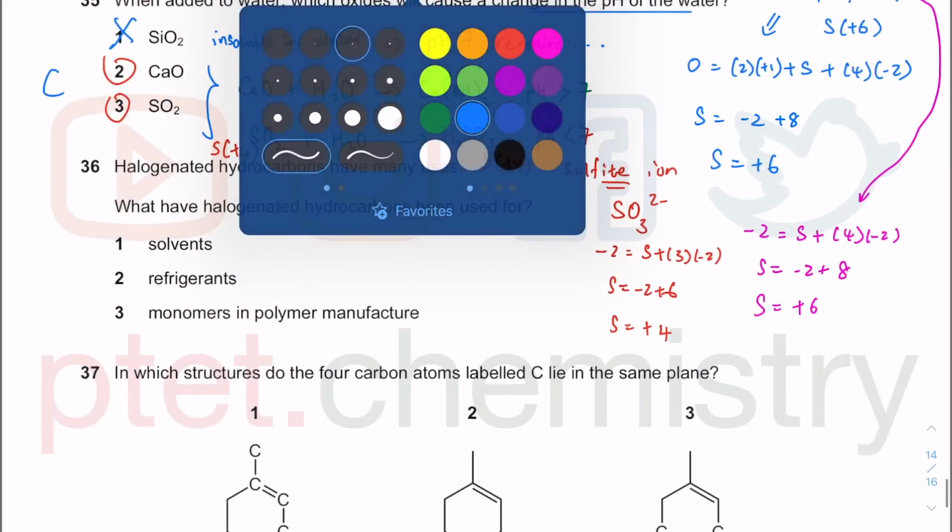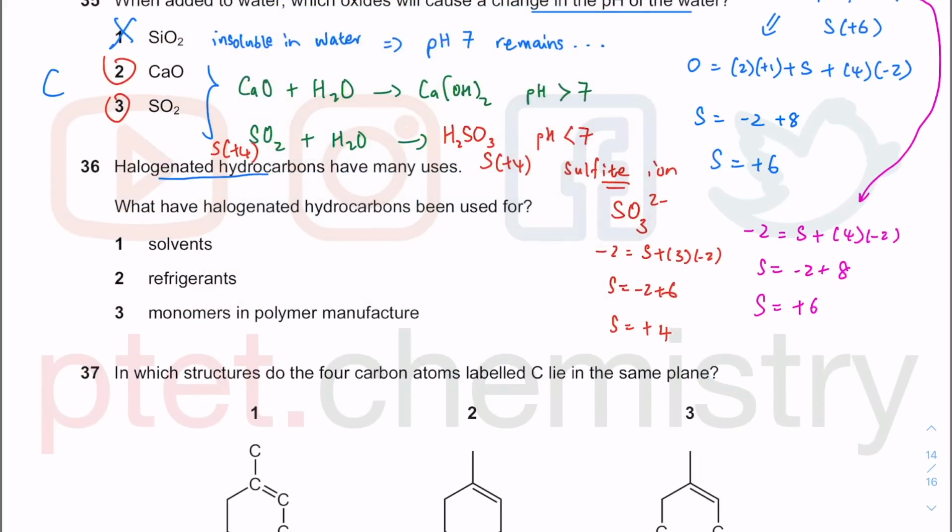Question 36. So we have halogenated hydrocarbons. There are some uses. There are also some dangers associated with them, such as the destruction of the ozone layer as a result of free radical substitutions. The carbon-chlorine bond can be broken in the upper atmosphere with a series of free radical reactions. So what have these halogenated hydrocarbons been used for? Meaning to say, the uses of halogenoalkanes.